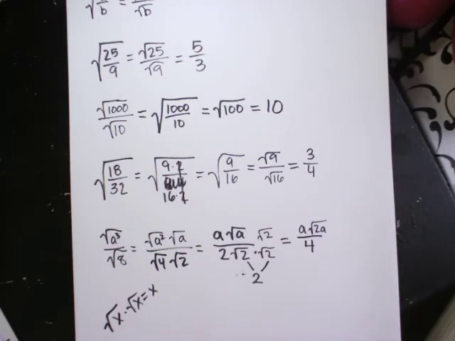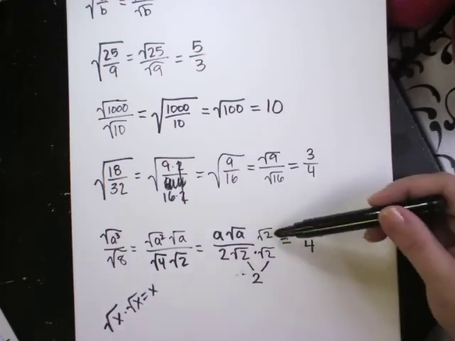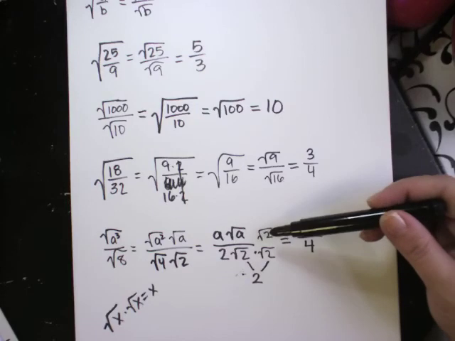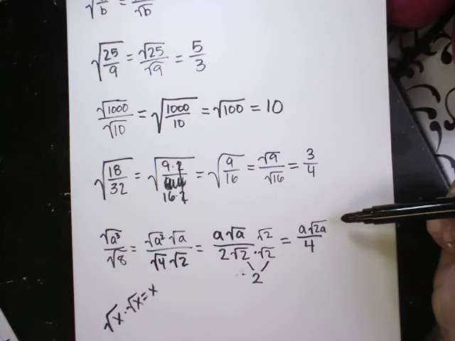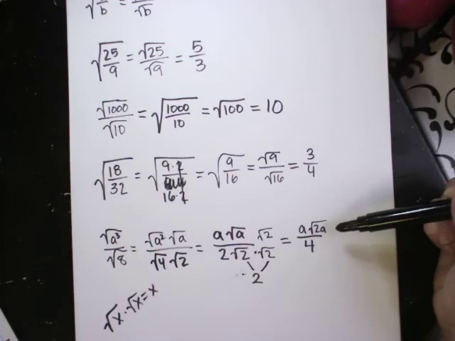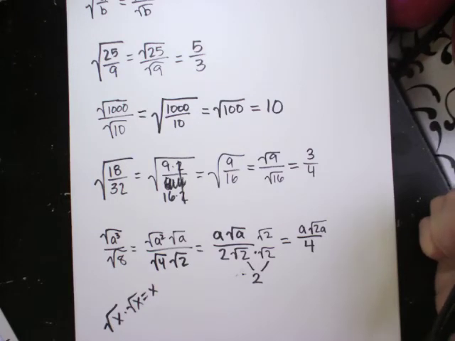Yes? Why did we put the 2 at the top? This 2 came from here. Remember you told me to multiply by square root of 2 over itself? So that 2 times that A gave us the 2A. Make sense? Yes, okay, I'll show you another one.